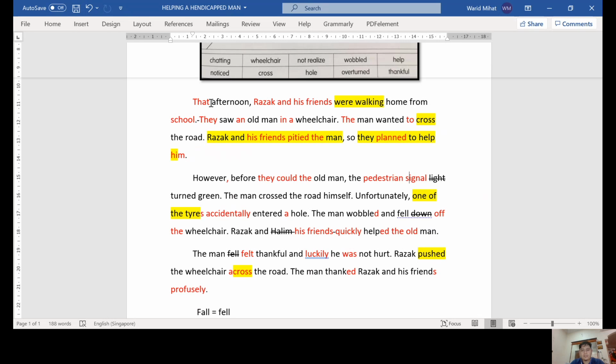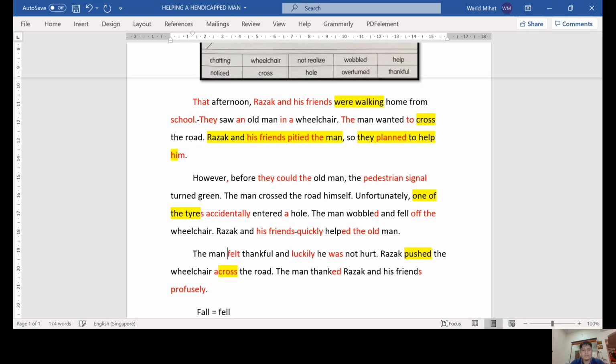Okay, all right, I'm deleting light. Where else? Okay, fell down to fell off. Okay, if you fell off the tree, it depends on the situation. If you're in the tree, then definitely you fell off the tree.